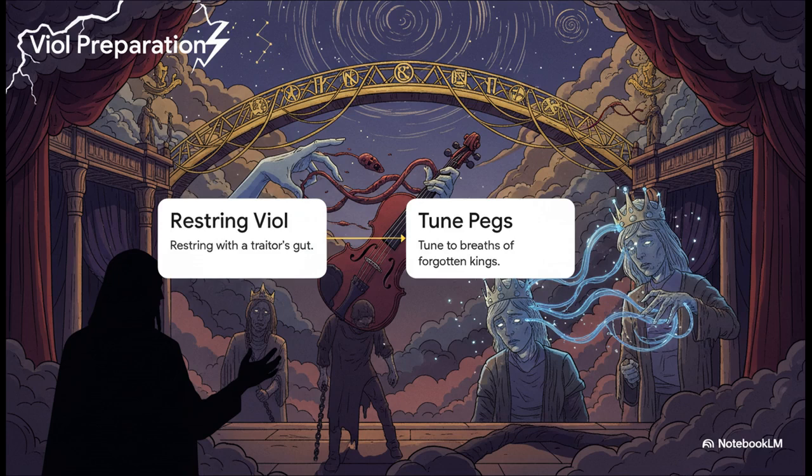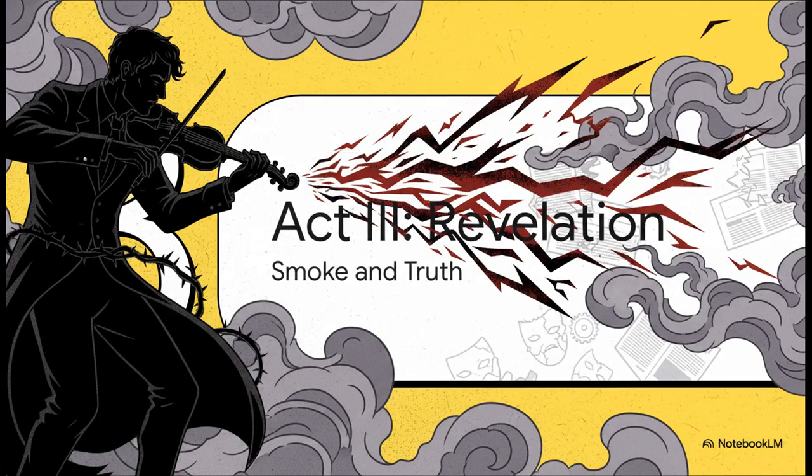Think about that for a second. He is literally weaving betrayal and forgotten history directly into his instrument. By doing this, he's preparing himself to become the ultimate mediator of reality, basically bridging the gap between the heavens and the world. He's strategically positioning himself to be the sole filter through which truth passes. Which brings us to Act 3, Revealing the Divine Collapse, Smoke and Truth.